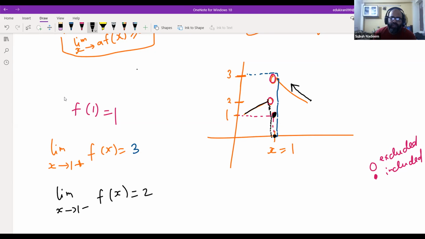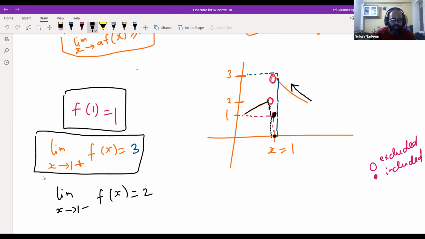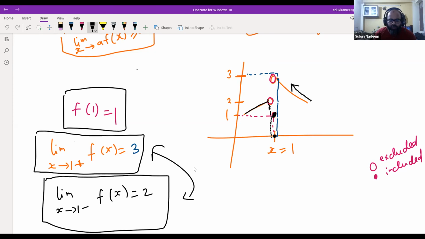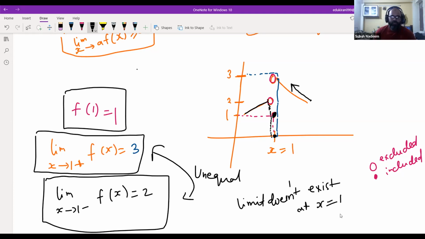But the value at 1 is f(1). The prediction is the limiting value. So left hand prediction and right hand prediction are different here. So limit does not exist since these two are unequal. So further you can say that limit does not exist at x is equal to 1. Getting my point?